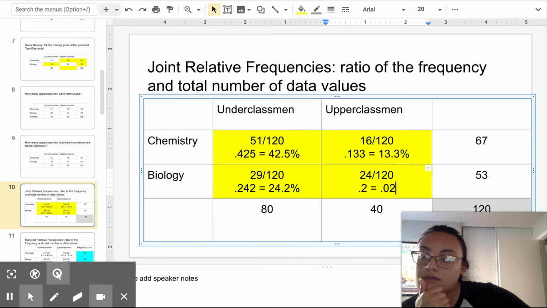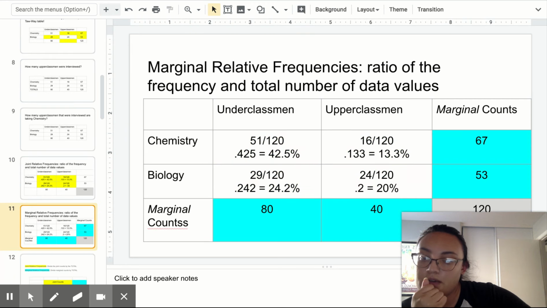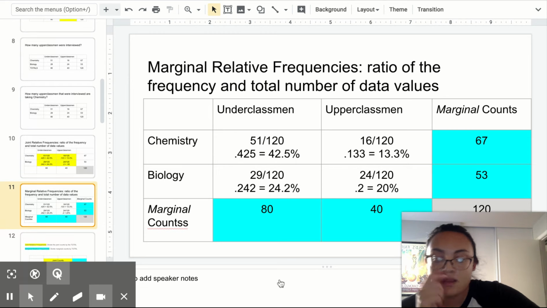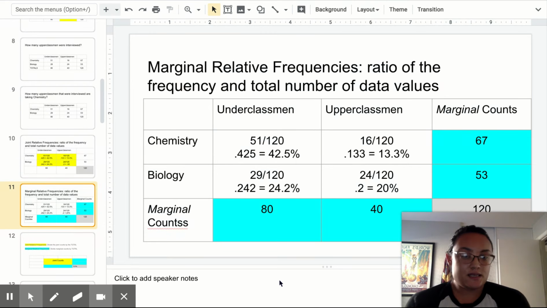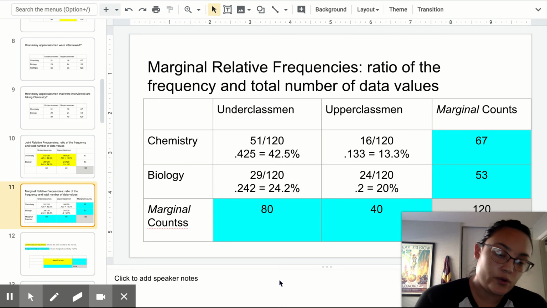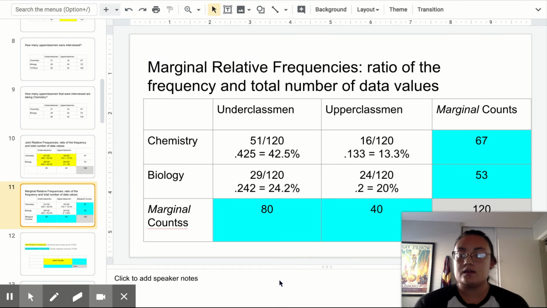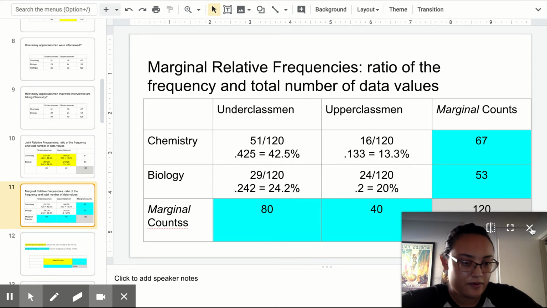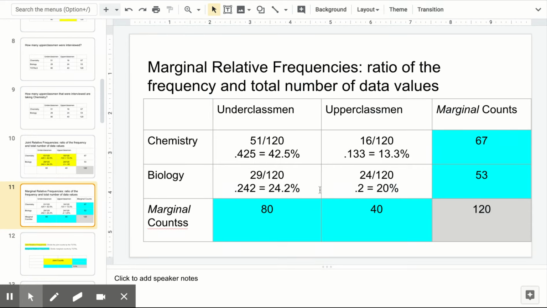So now we're going to go ahead and move on. What we're going to talk about next are the marginal frequencies. It's kind of like the same thing as the joint relative frequencies, the same thing that we did before. Remember before, all we did was divide by this 120. It's the same exact math, all right?